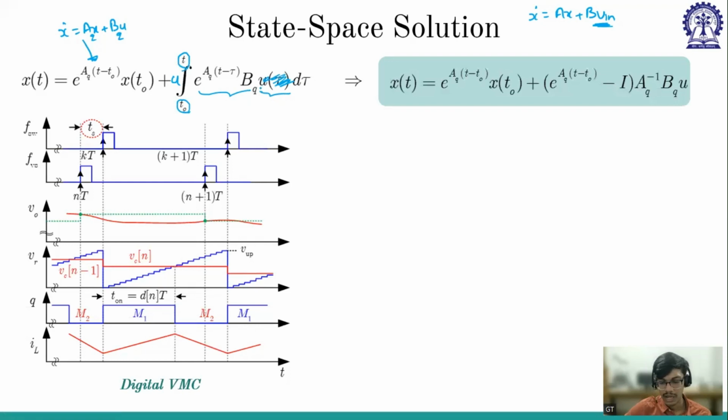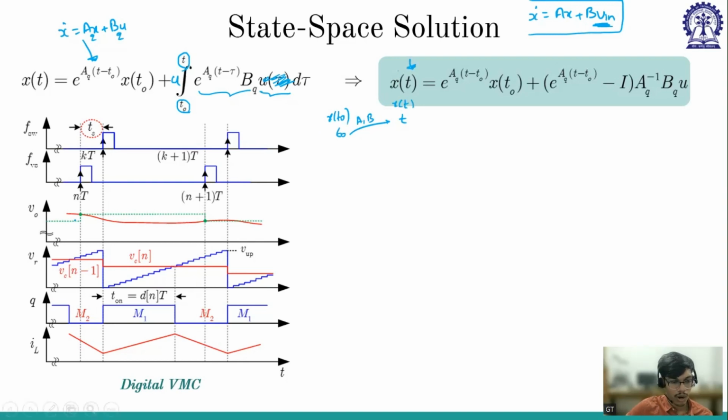This is a very simple mathematical expression that you can try. So from the actual equation we are getting this solution: x of t is nothing but e to the power A into (t minus t naught) times x of t naught, plus the input term. If I am moving from time t naught to t, and I know x of t naught and the matrices A, B, I can get x of t by this solution, right? That's what this equation says.